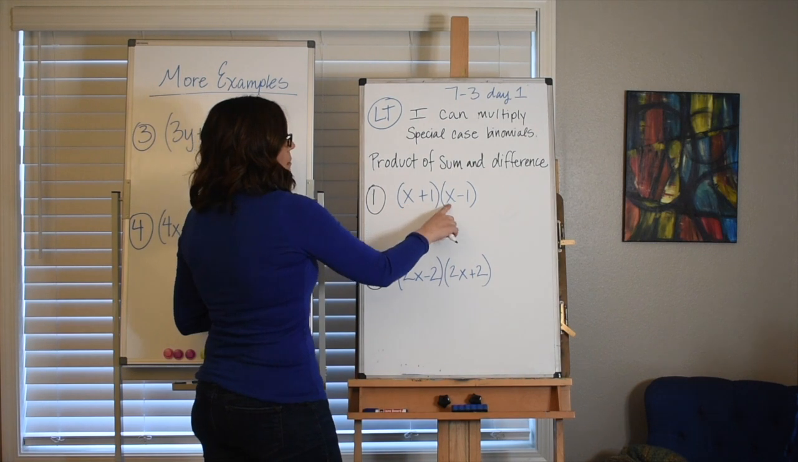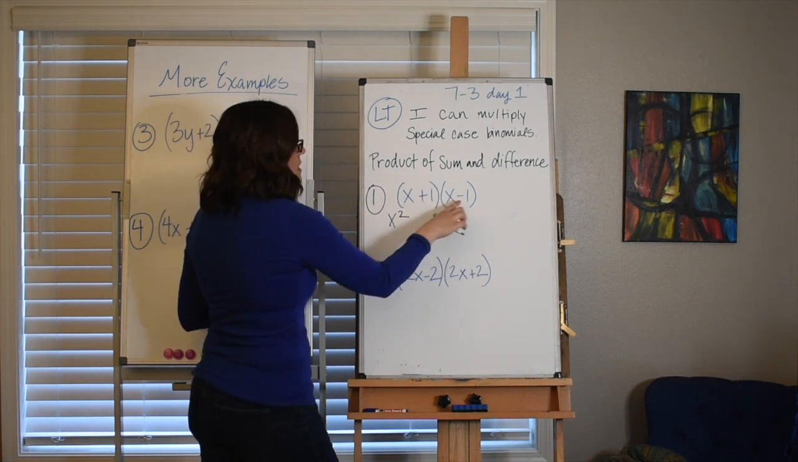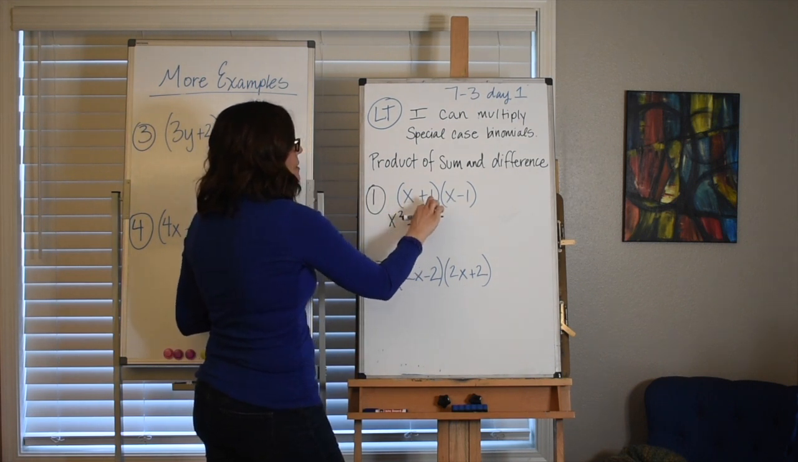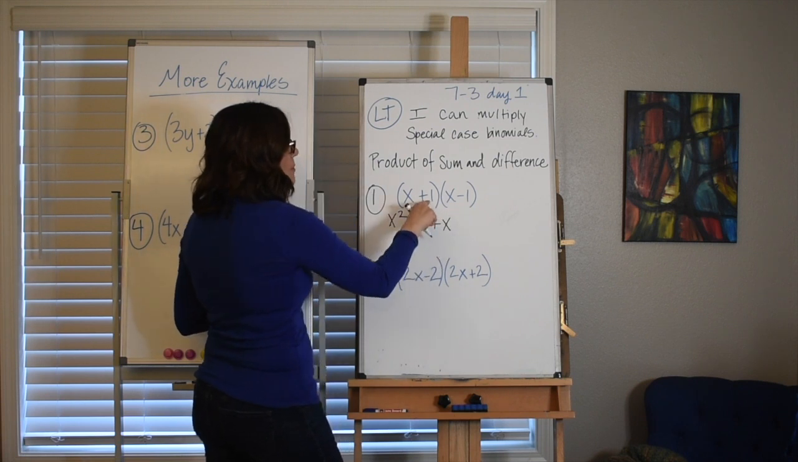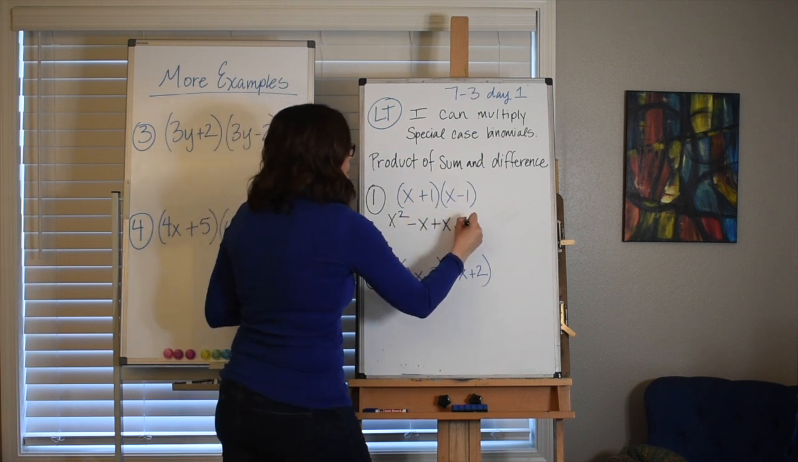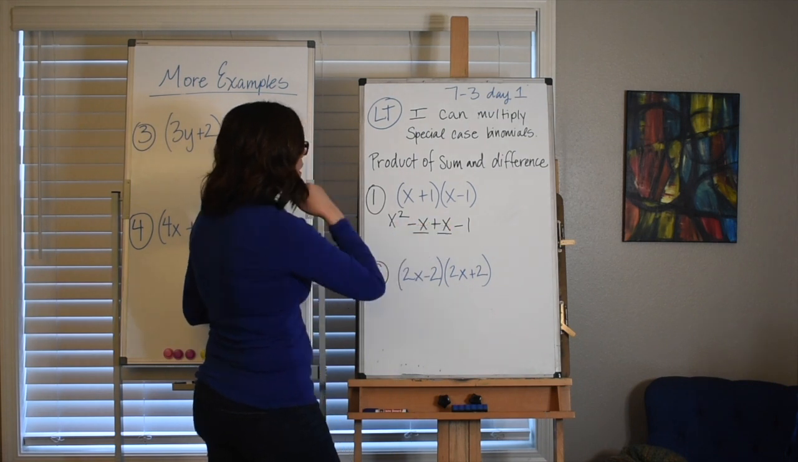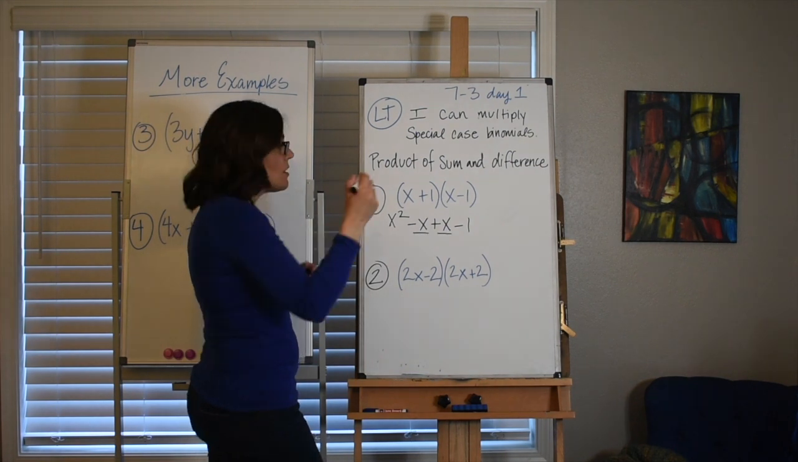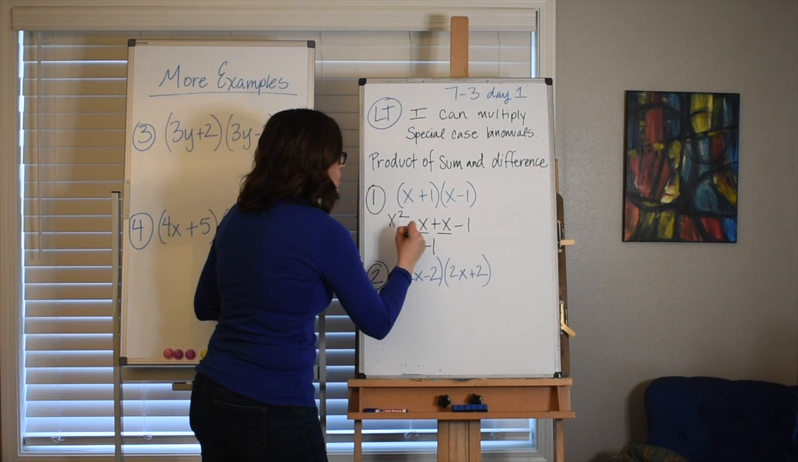So, multiplying my first terms, x times x is x squared. My outside terms, negative 1 times x is negative x. My inside terms, 1 times x is positive x. My last term, 1 times negative 1 is negative 1. When I combine my like terms, which are right here, they cancel out in the middle. So I'm left with x squared minus 1.